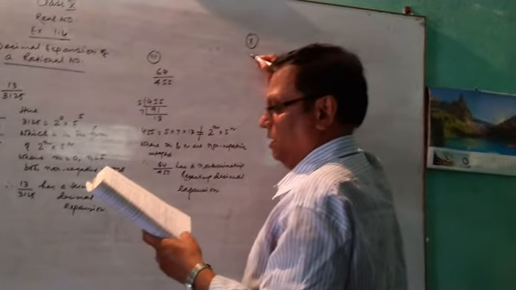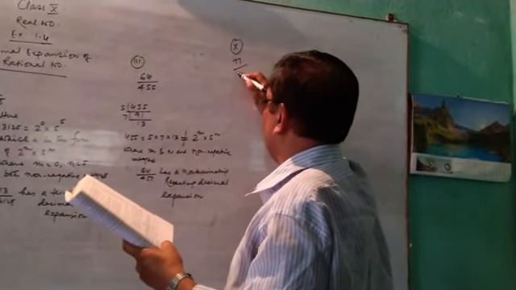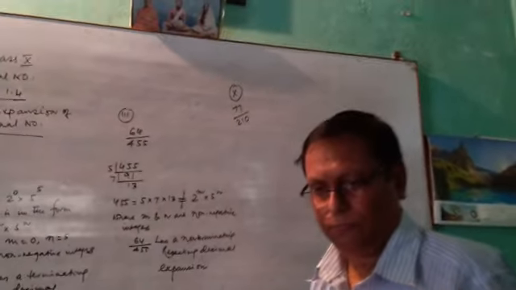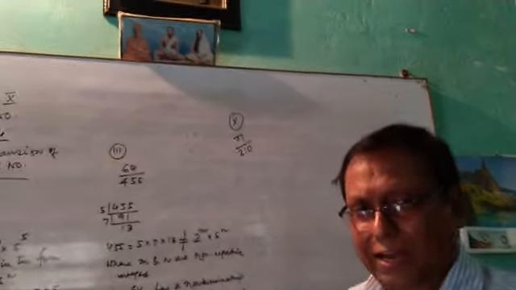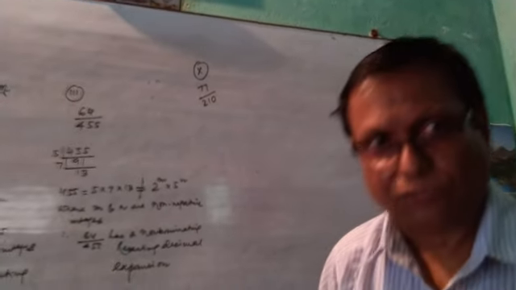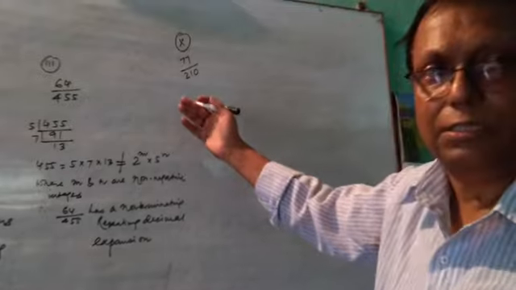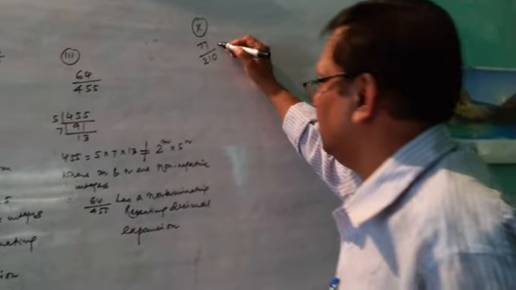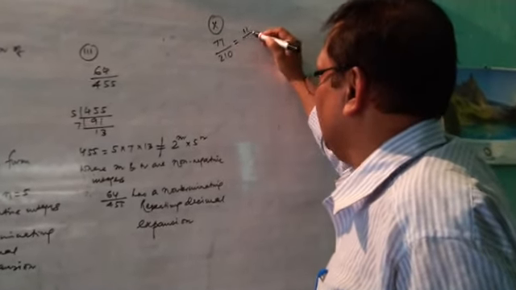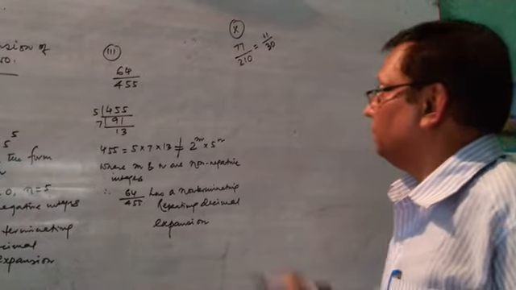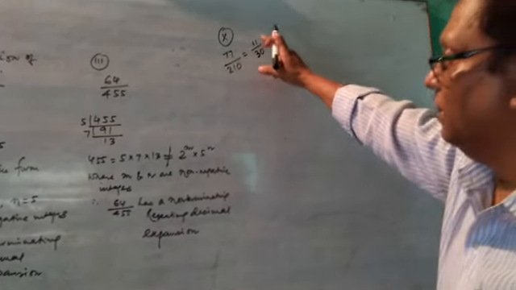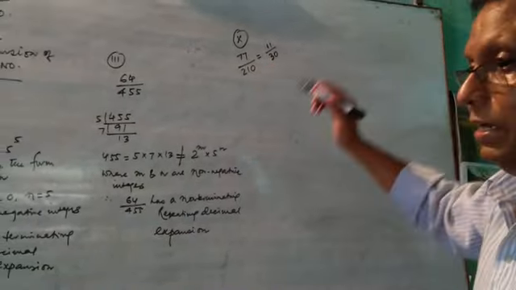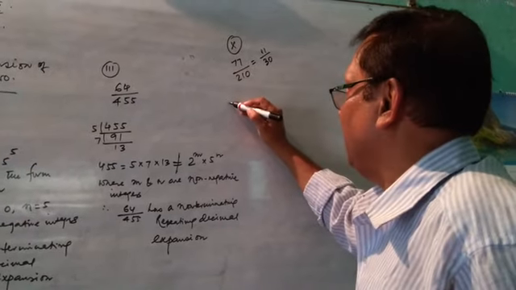Question number 10, that is 77 by 210. Right, I told you now: after getting the question, you see whether it is in the simplest form or not. It is not in the simplest form, so we will convert it. 7 elevens upon 30. We cancel 7, 11 upon 30. Now we will take the prime factors of 30.